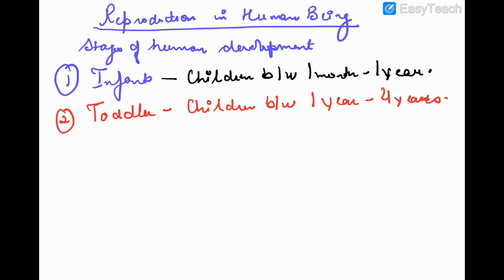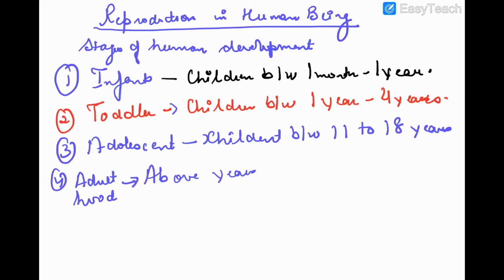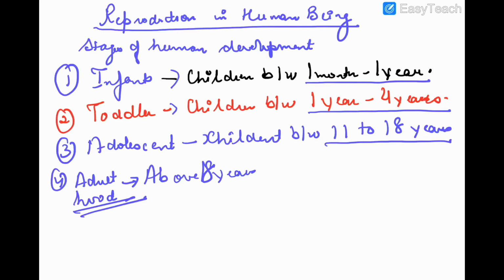Third stage of development is adolescent. Adolescent is age between 11 to 18 years, and above 18 years comes the fourth stage, that is adulthood. So there are 4 stages in total: infant, 1 month to 1 year; toddler, 1 year to 4 years; adolescent, 11 to 18 years; and above 18 years is adulthood.